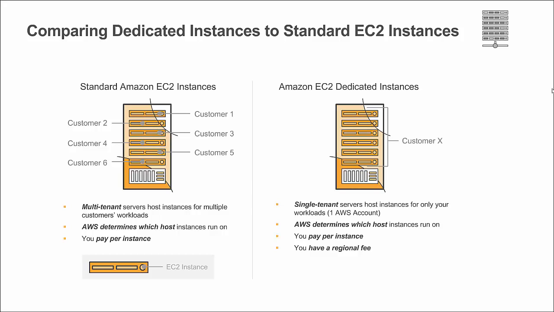So for dedicated instances versus multi-tenant EC2, you'll see that we've got a similar comparative graph here. The difference being that you've got the ability to deploy instances as opposed to the entire host and decide where they're going to live. On dedicated hosts, in dedicated instances, AWS determines which host the instances will run on, but that instance, as you can see represented by the smaller image at the bottom left of your slide there, is deployed and dedicated to you. So you pay per instance in the dedicated instance model as opposed to per host, and there is a regional fee associated with deploying dedicated instances as well.